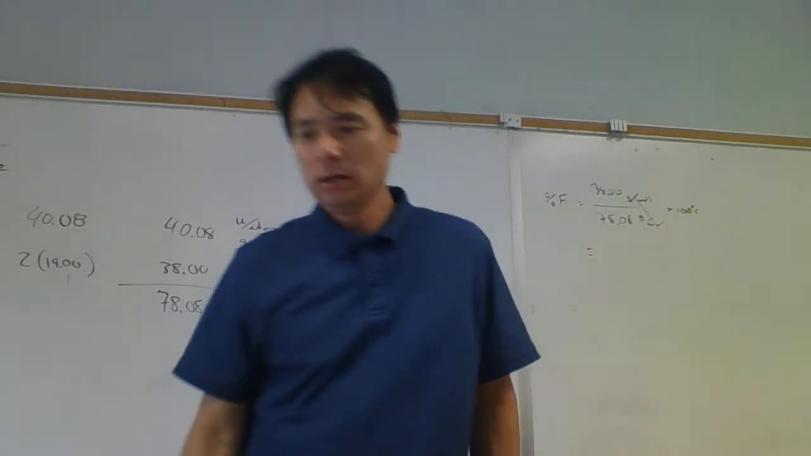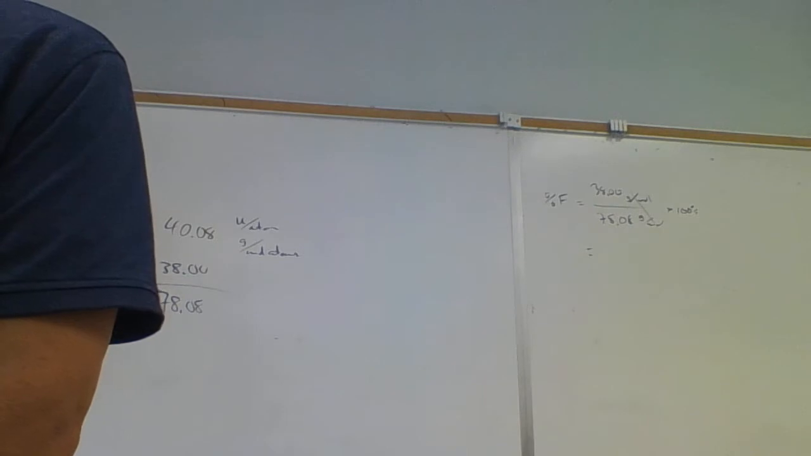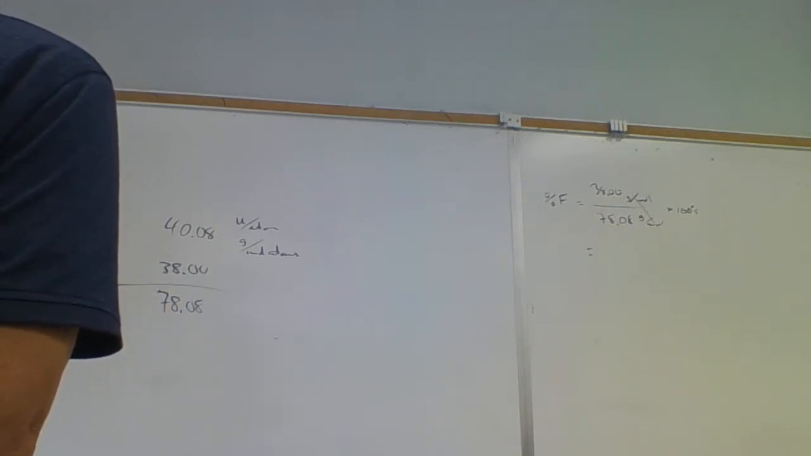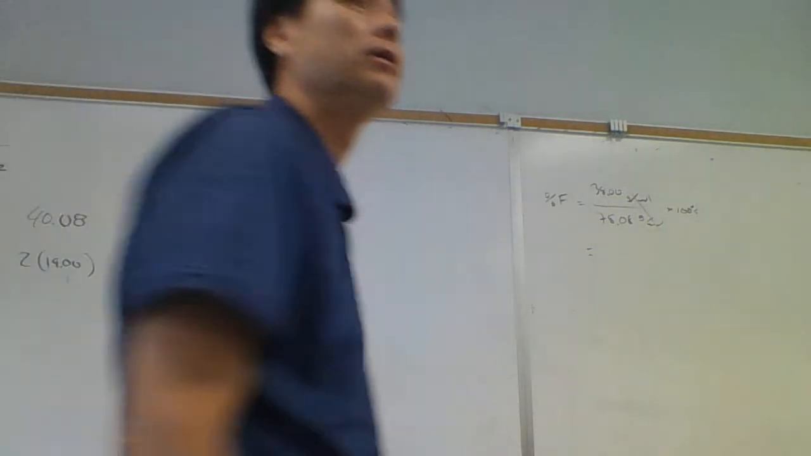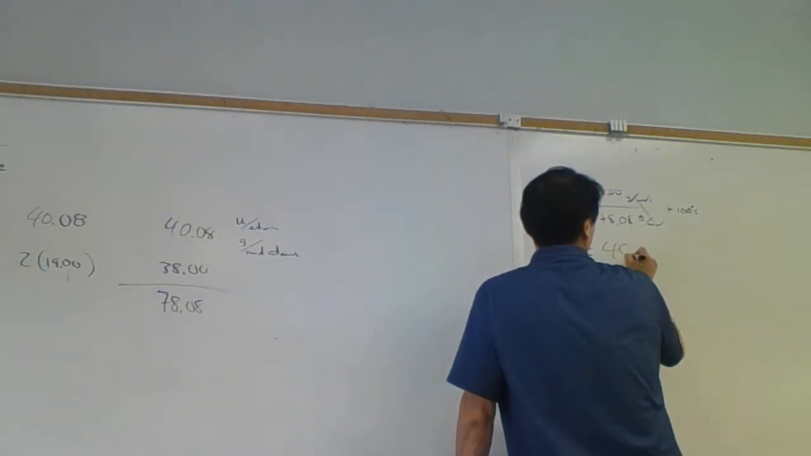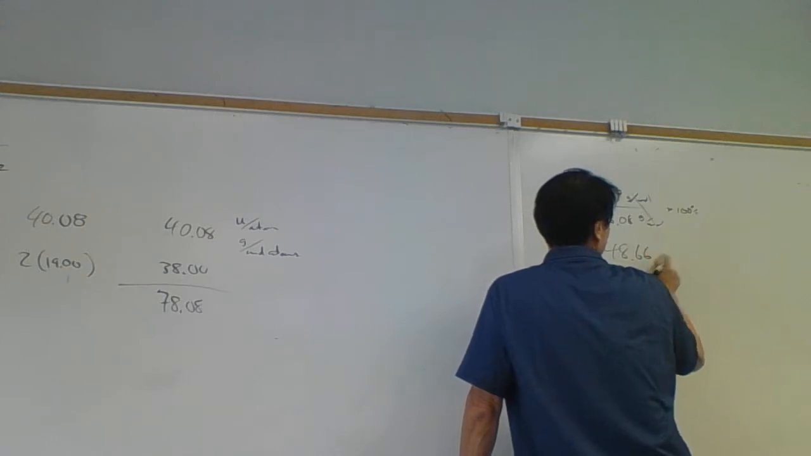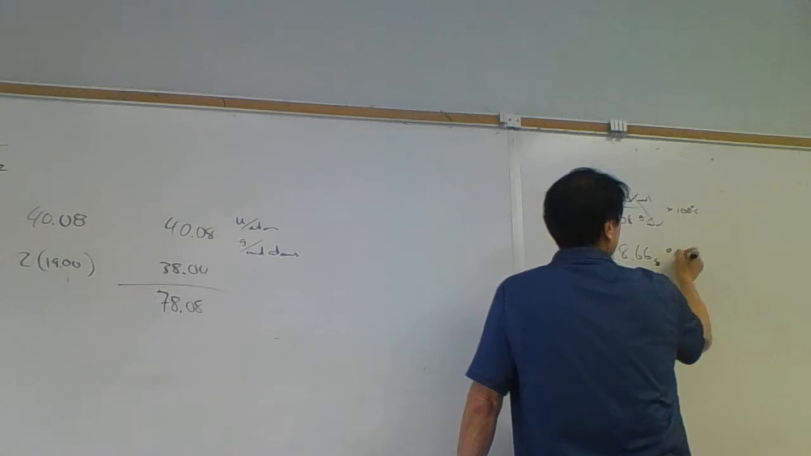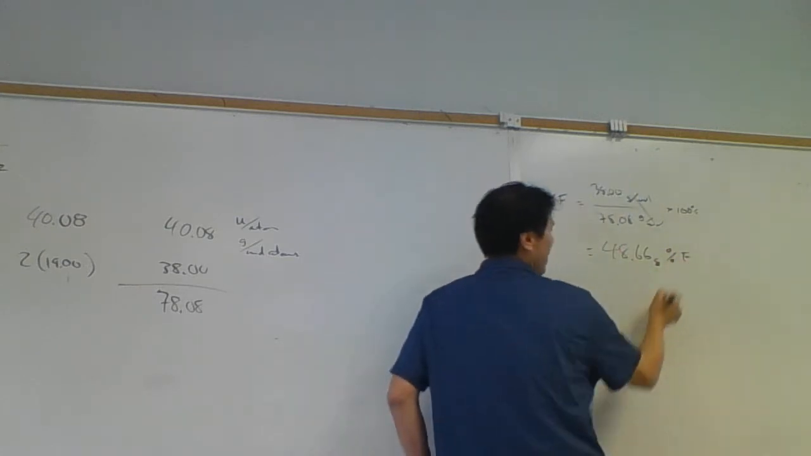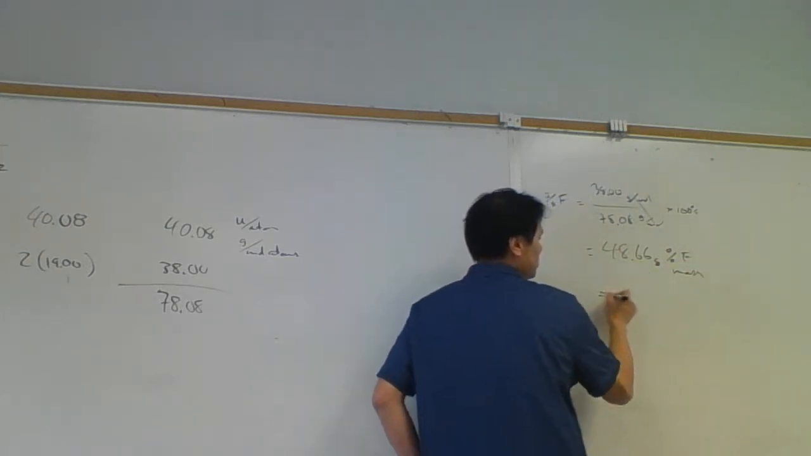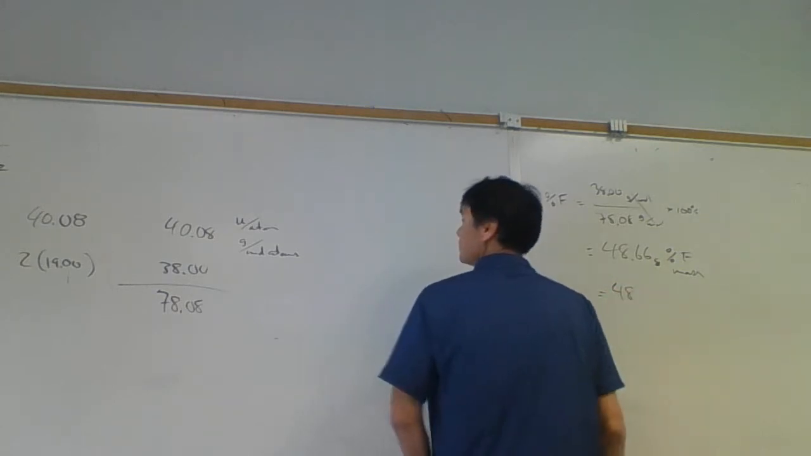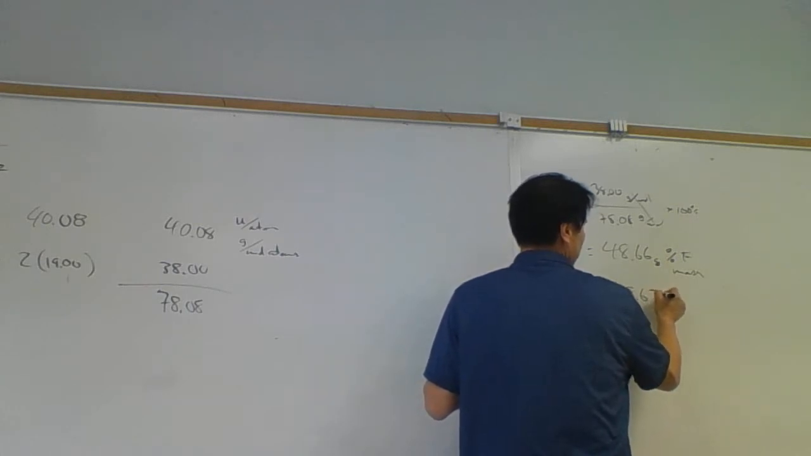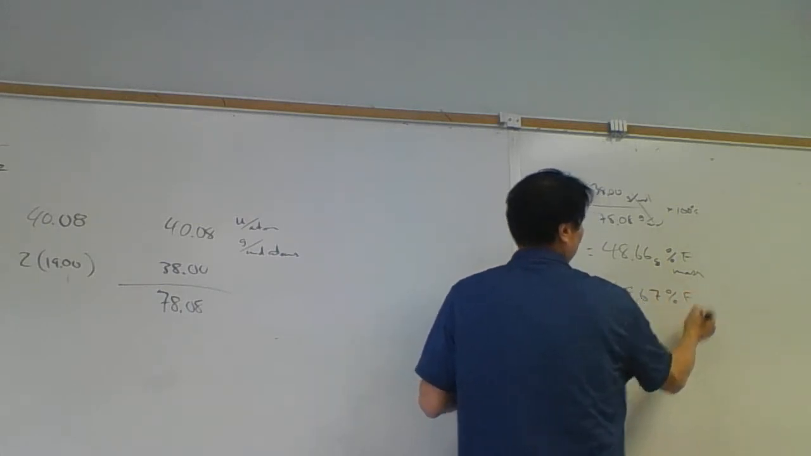So what does that give me? 38 divided by 78.08. What did you get? 48.66. Give me one more digit. 8? Is that right? Yeah, thanks. Percent fluorine by mass. And so this is going to be rounded to the correct number of sig figs. I'm allowed 4 sig figs here. It's going to be 48.67% fluorine.